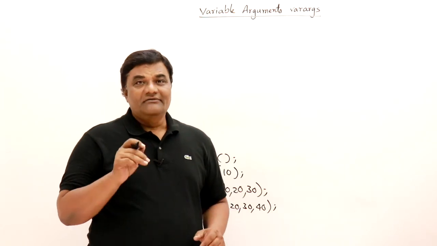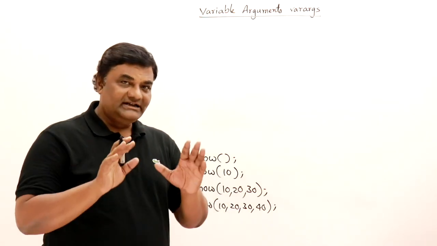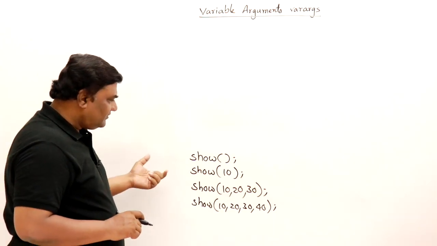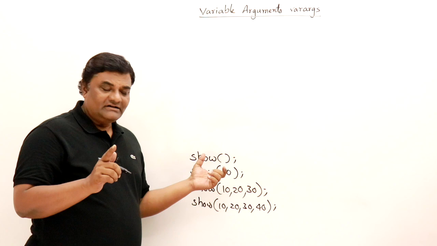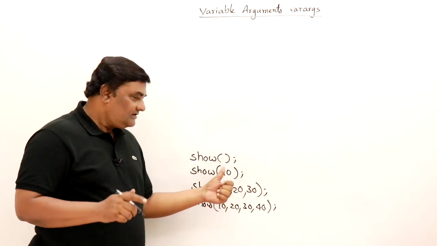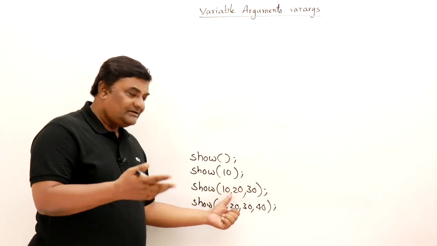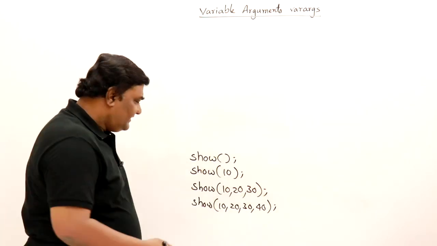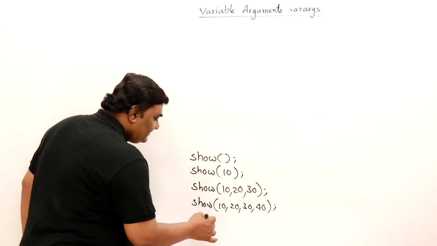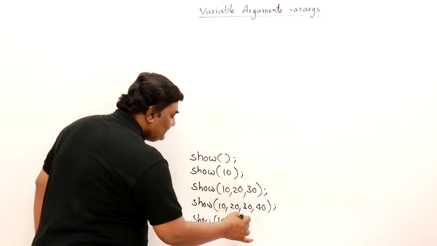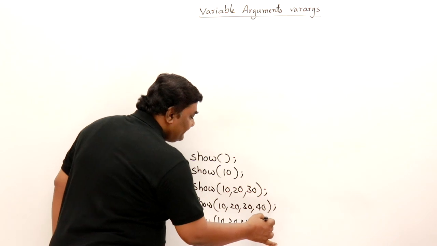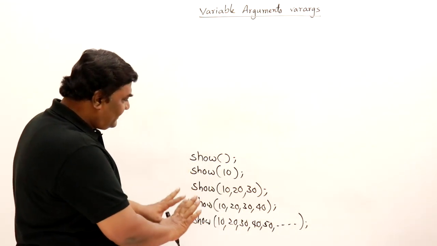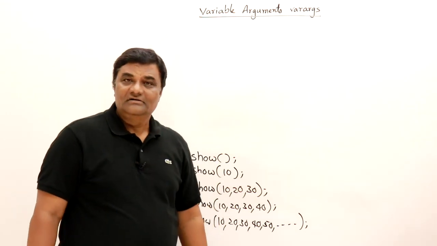Now let us learn about variable arguments. For explanation, I already have some example. Let us look at this. I want to have one method called show, and that method without any parameters, one parameter, two parameters, three parameters, as many as I want, I should be able to pass the parameters, right? So if I want to call this method show 10, 20, 30, 40, 50 and so on, I want to pass many parameters. As many parameters I pass, the method should work.